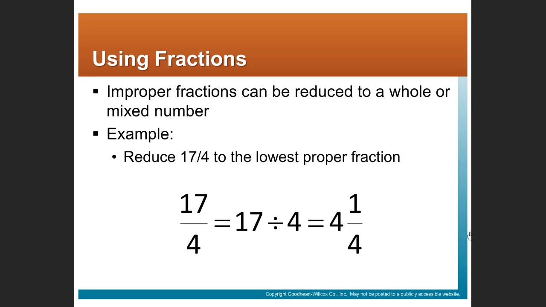Right, so improper fractions can be reduced to a whole or a mixed number. 17/4 is an improper fraction. So we have 17 divided by 4 equals 4. 4 times 4 is 16. We have 1/4 left over. So 4 1/4 is the same as 17/4.